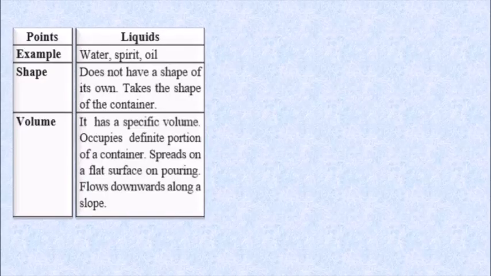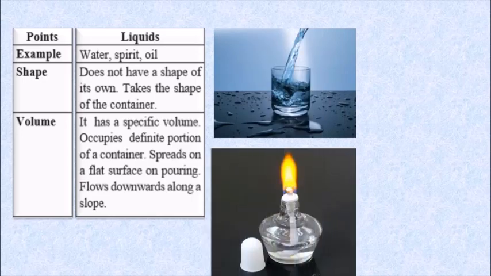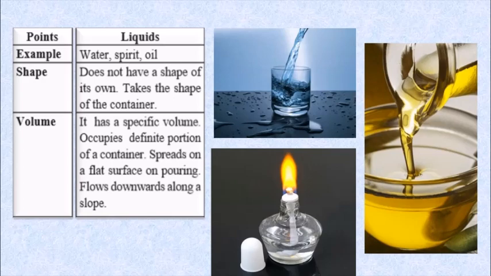Next is liquid. Liquids like water, spirit used in spirit lamp or oil. When we add water from the bottle to a glass, the water takes the shape of the glass. Same happens with oil or any other type of liquid. So, liquids do not have a specific shape of their own and the liquid takes the shape of the container. Liquids have a specific volume. Also, when we pour liquid on the ground, it starts to flow downwards along a slope.